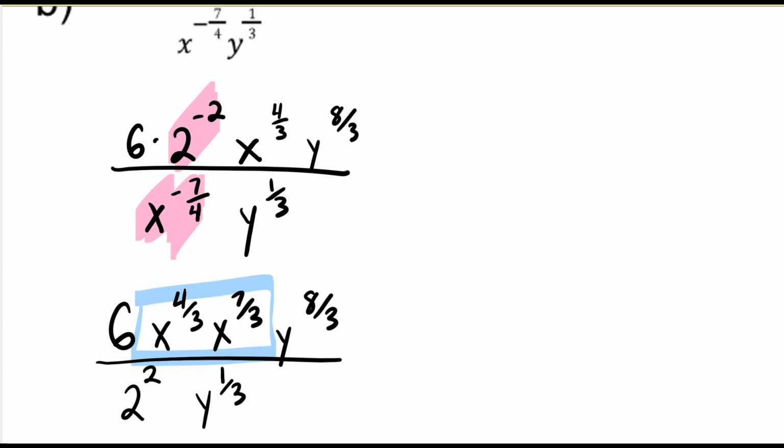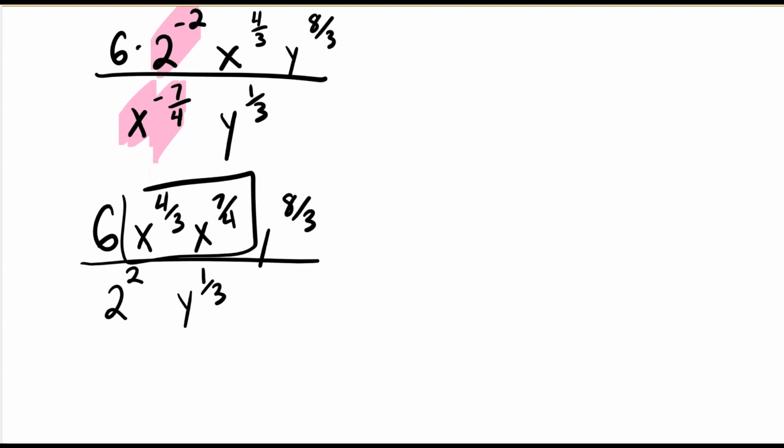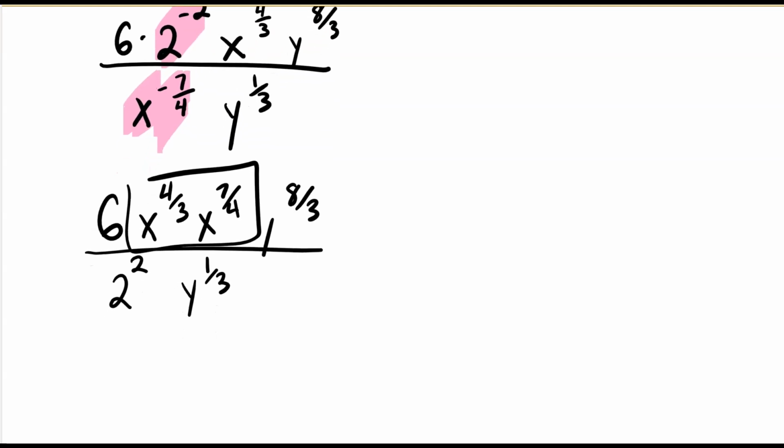I've got 2 bases of x being multiplied, so I could add those exponents. Problem is, I think I rewrote that as 7 thirds. That should be what, 7 fourths? So that's going to make life a little bit harder, given that I have to add those and they don't have a common denominator. But again, you can get a common denominator, or you could add those in your calculator. It should be 37 twelfths, what that adds to.